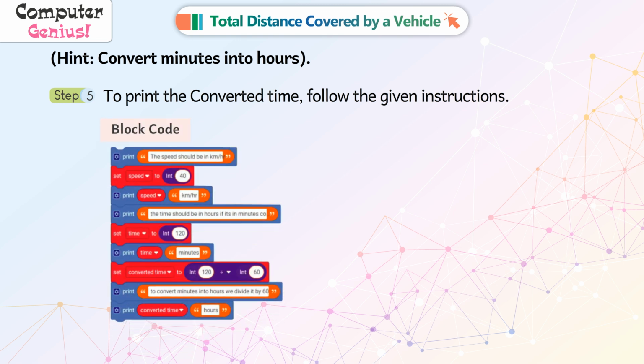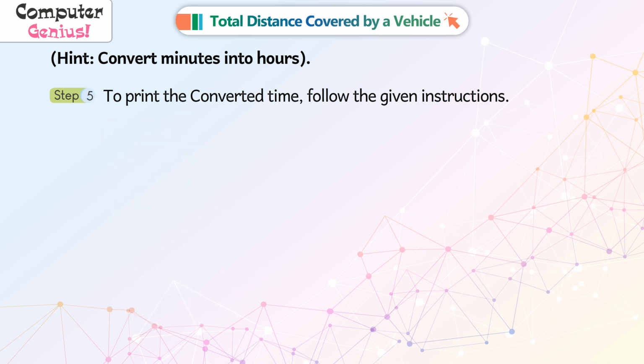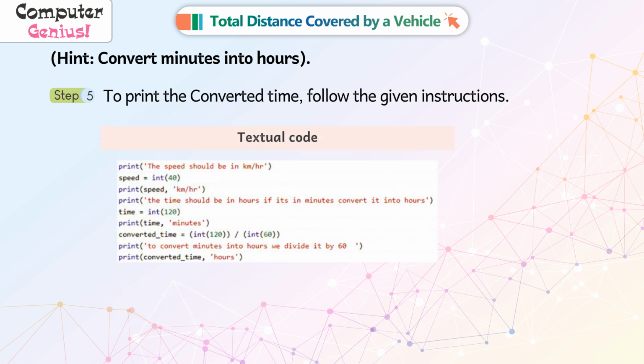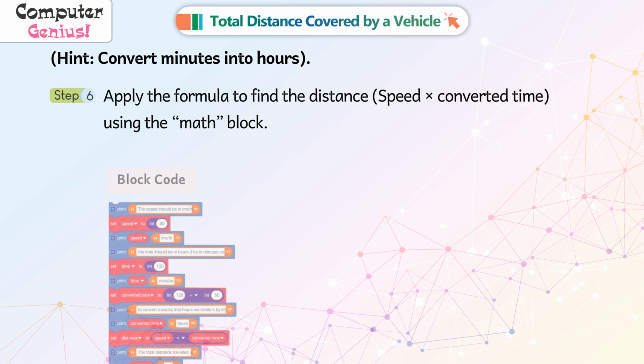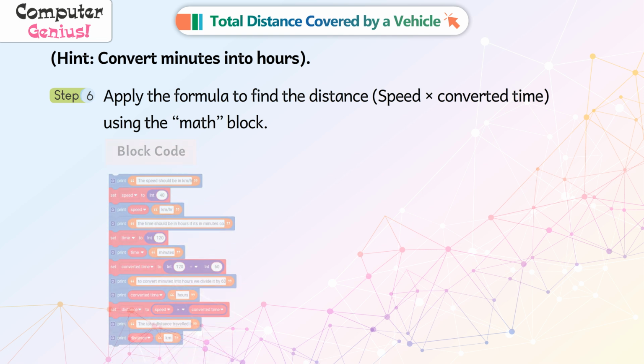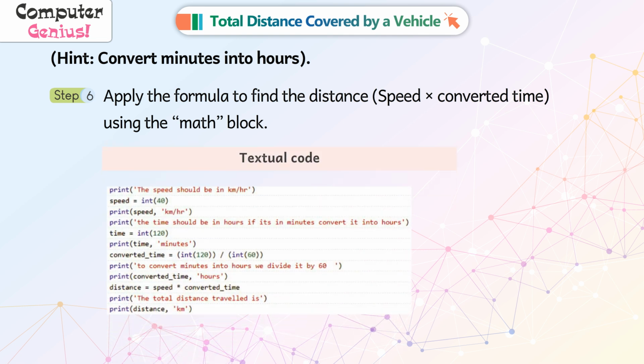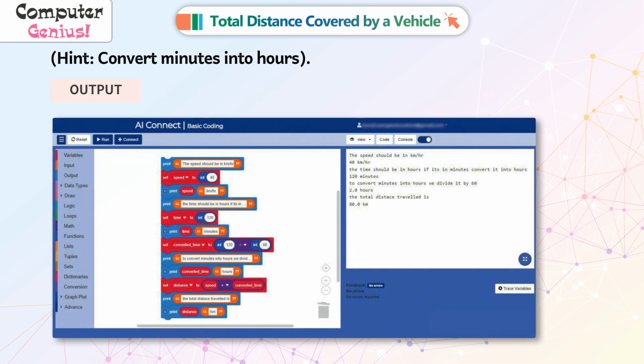Step 5. To print the converted time, follow the given instructions. Block code. Textual code. Step 6. Apply the formula to find the distance, speed multiplied by converted time using the math block. Block code. Textual code. Output.